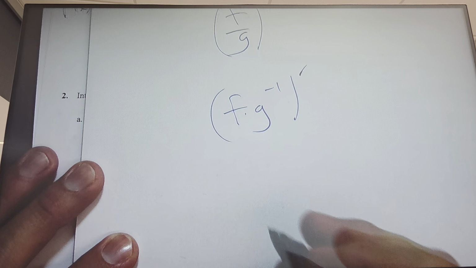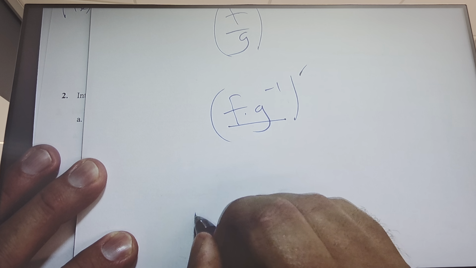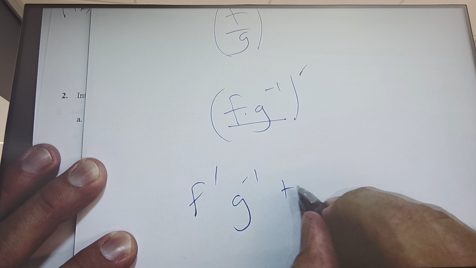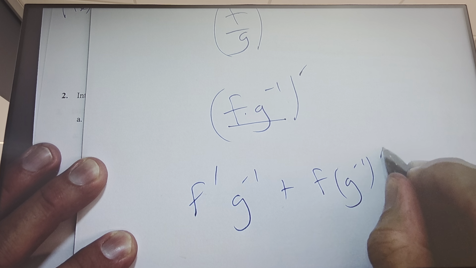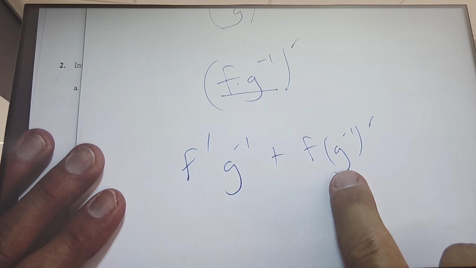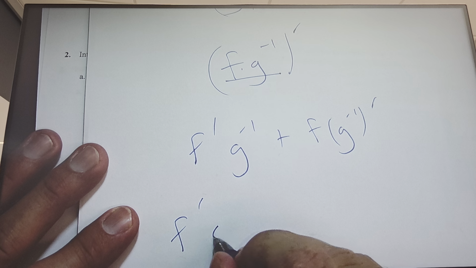You with me? So how do I take the derivative of a product? Derivative of the first guy times the second plus first guy times the derivative of the second, yes? How do I do stuff to the negative 1 power? How do I take that derivative?